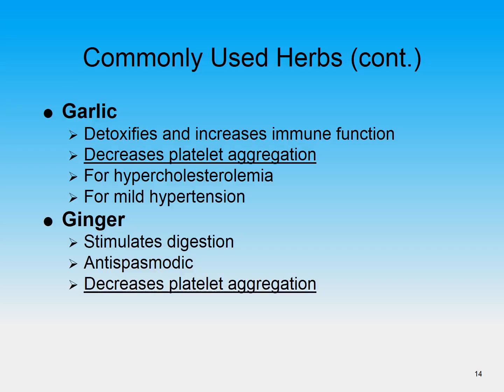He and I had long discussions about taking NSAIDs, aspirin, anything else like that while he was on this garlic. Ginger, I have seen this used quite a bit, stimulates digestion, antispasmodic. Again, there's that decreased platelet aggregation, which has to be a concern, especially if they end up in the hospital emergency room. It's really good if they keep a list of everything they're on, including all medications, any kind of herbs or over the counter.